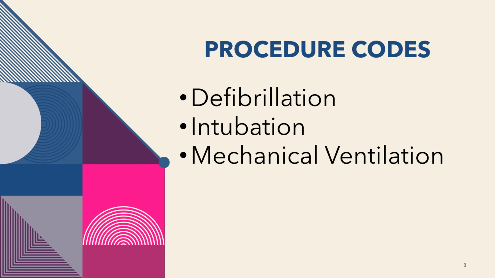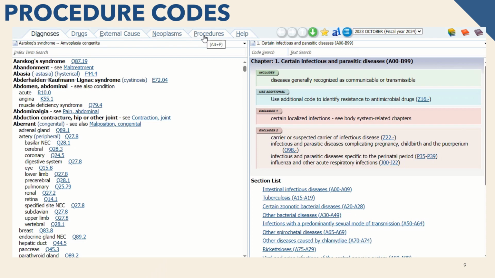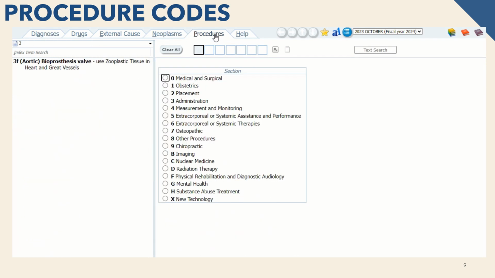Let's briefly review the procedures mentioned in the case, which mentioned the patient was defibrillated, intubated, and mechanically ventilated for 24 hours. In the following slides, we will review how to code these procedures. Now that we've coded our diagnoses, it's time to code the procedures. So let's click over to our Procedures tab. And we'll begin coding first for the defibrillation.